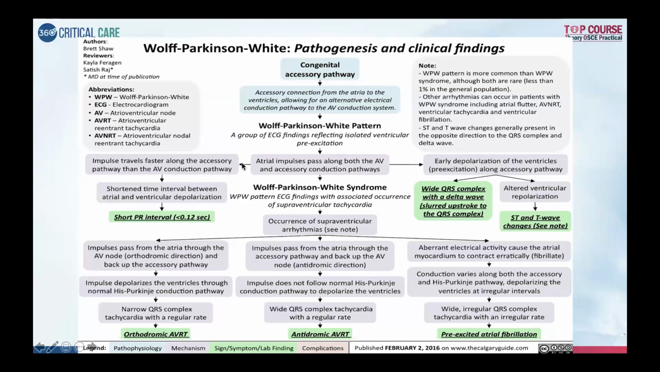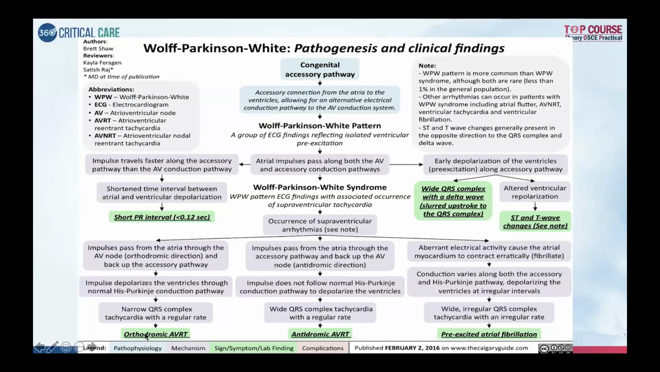So when this is happening, why do you have a short PR interval? The short PR is due to faster conduction along the accessory pathway. Okay, so that is the reason why the impulse travel time between the atria and the ventricle is decreased. Okay, next, why do you have the slurred QRS? Okay, early depolarization of the ventricles along the accessory pathway causes a slurred QRS complex. Okay, and you can also have altered ventricular repolarization.